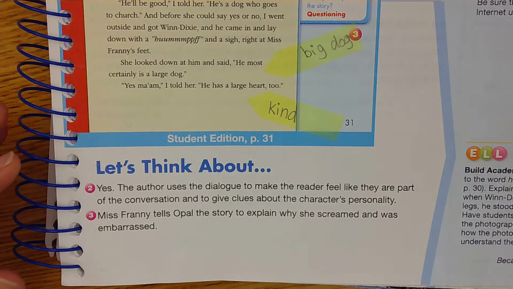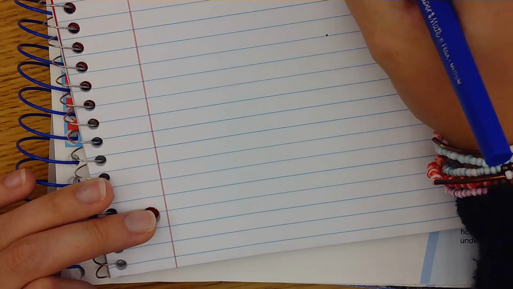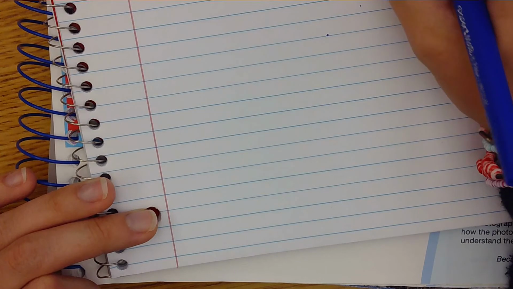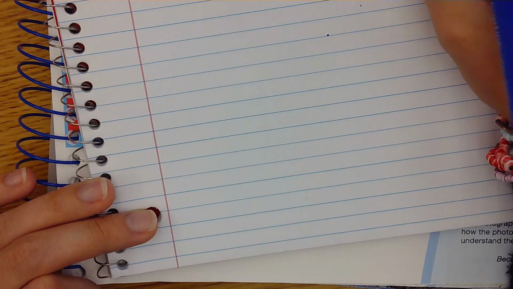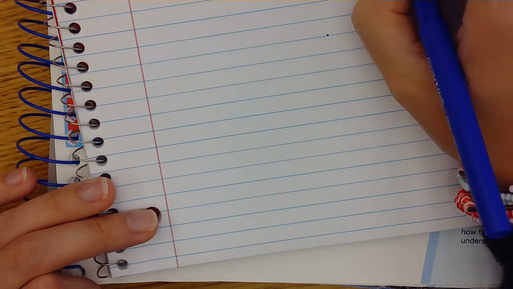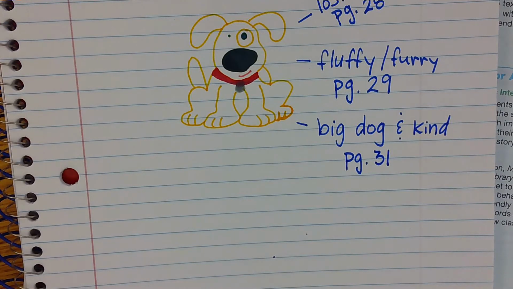So then grab that notebook again. We could say that he was a big dog, and that he was kind. And that's on page, what did I say, 31? Yes, on page 31. Oh my goodness, I did it again. I'm so sorry. All right.